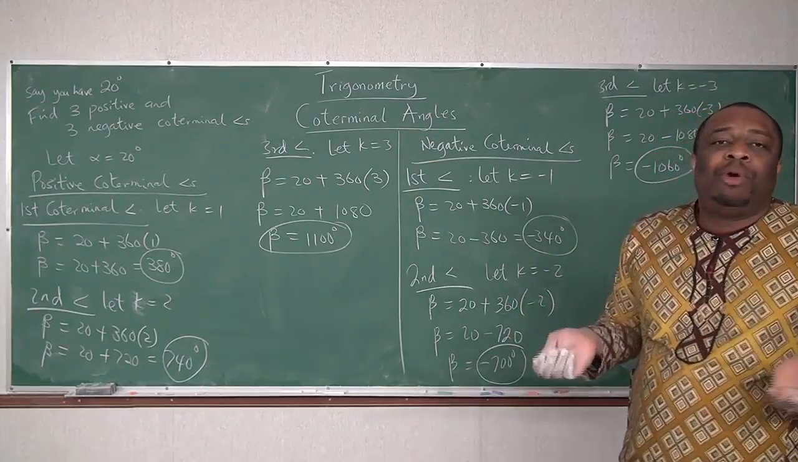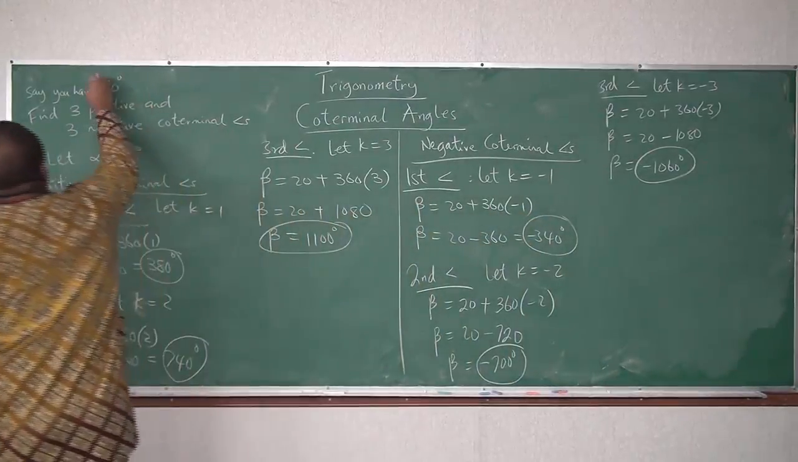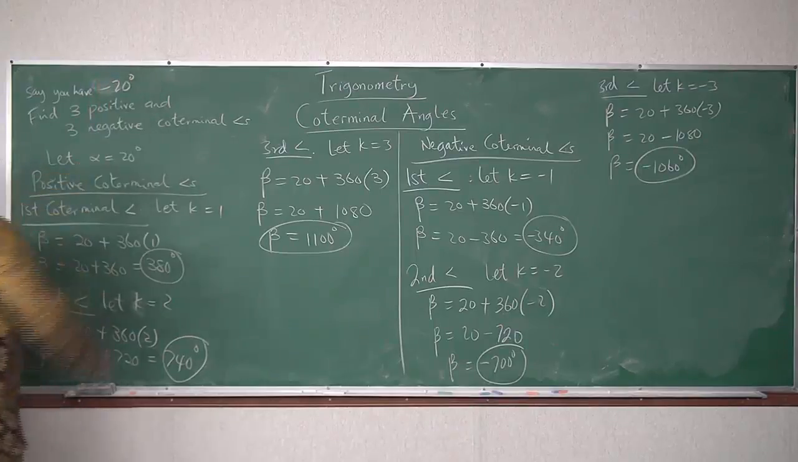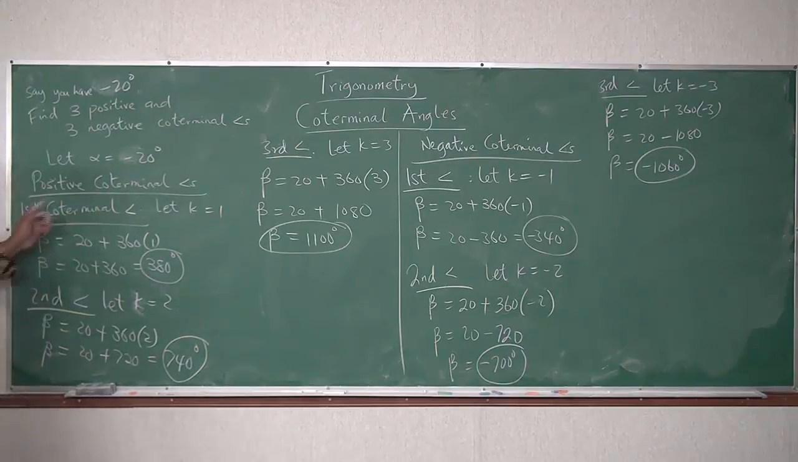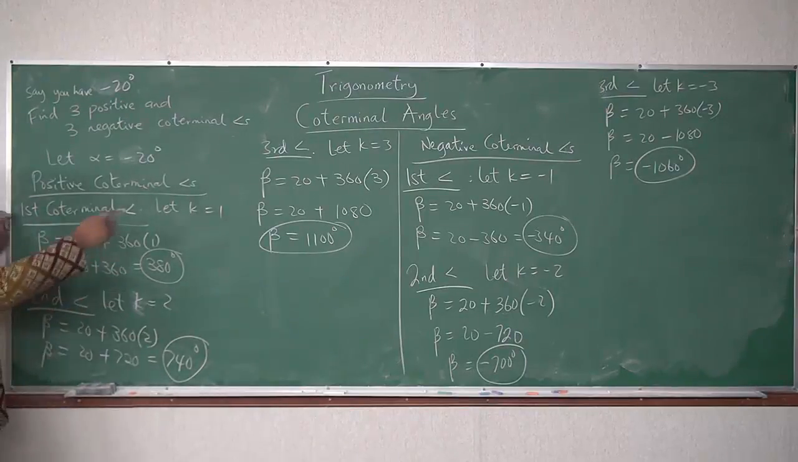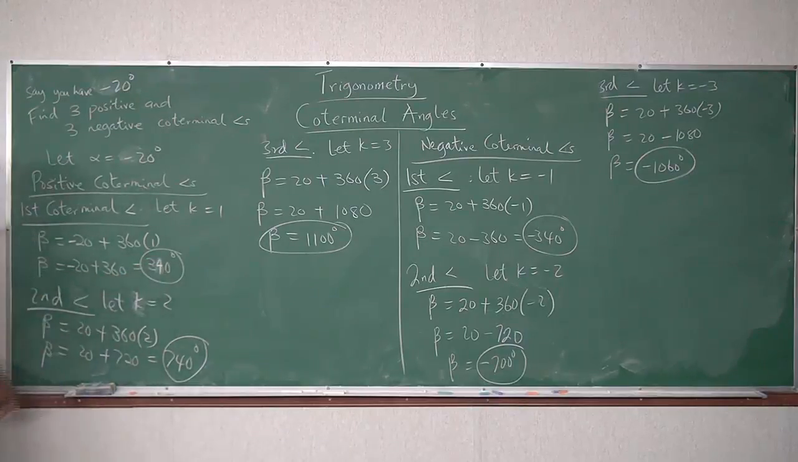Okay? And this is the same way you do negative angles. Assuming I say negative 20 degrees. Let alpha be the negative 20 degrees. If you want to find the positive coterminal angle, then your K should be positive integers. So, this will be K equal to 1. Negative 20 plus 360. This will be 340 degrees.